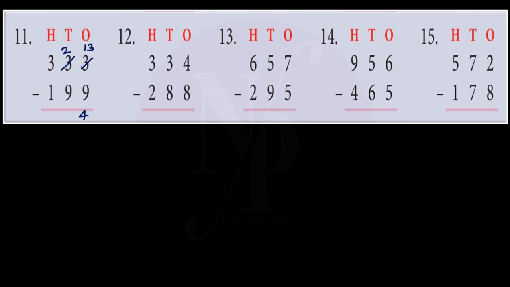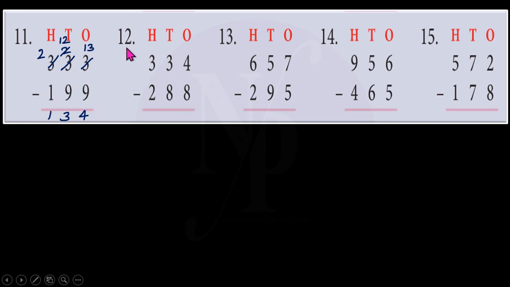And subtracting 9 tens from 2 tens is not possible. Regroup again. Now this becomes 200s. This will be 12 tens. Subtract 9 tens from 12 tens, you get 3 tens. And subtracting 100 from 200s, you get 100. Therefore, 134 is the difference of 333 and 199.